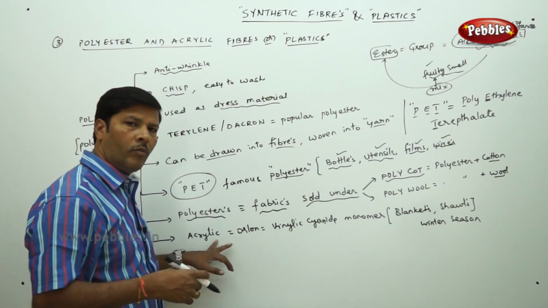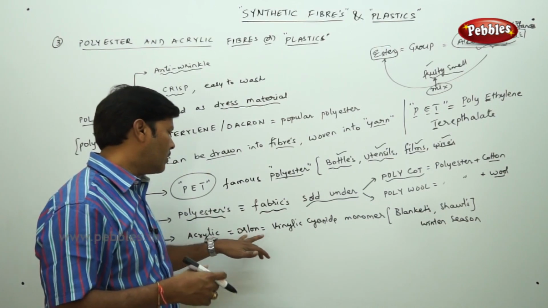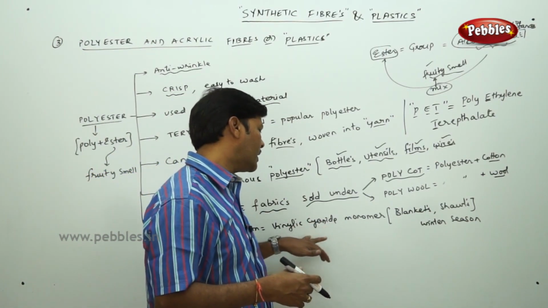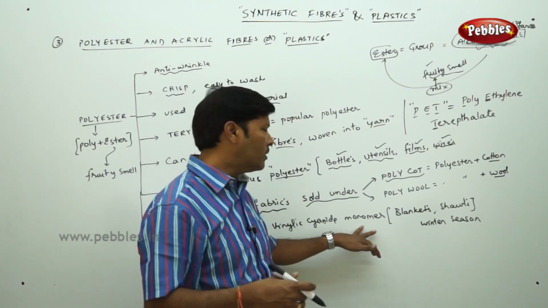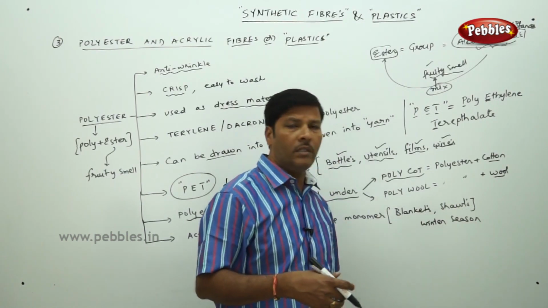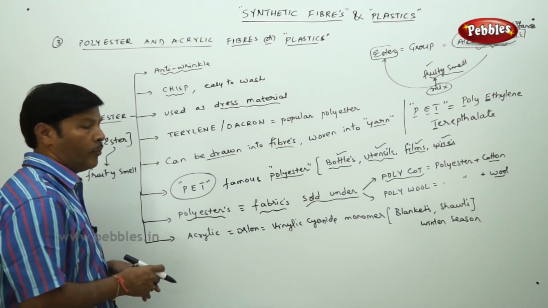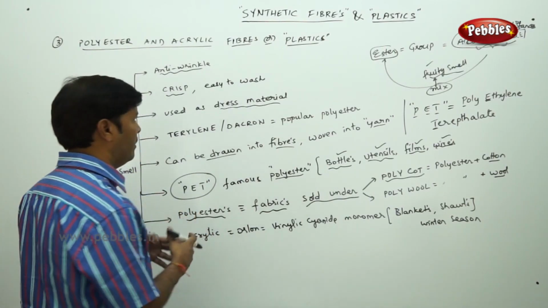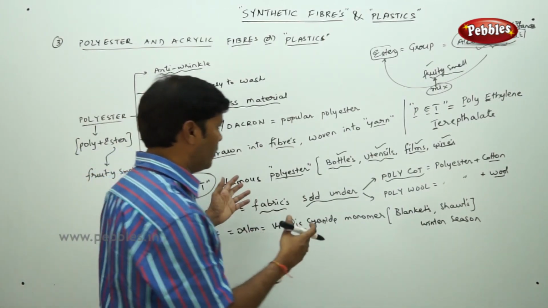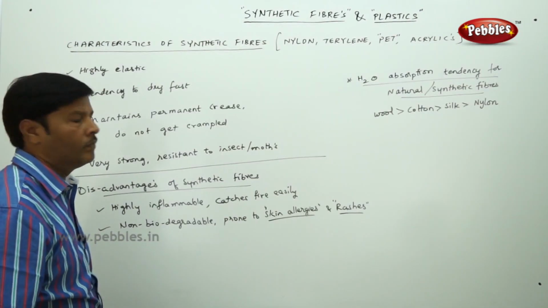Then we have one more type which is attached to polyester, acrylic plastic or Orlon, which has the chemical substance vinyl cyanide monomers present in it, and it is used in the preparation of blankets and shawls in the winter season. So these are the wide applications of polyesters, and the different ways in which we are trying to use them in our daily life.